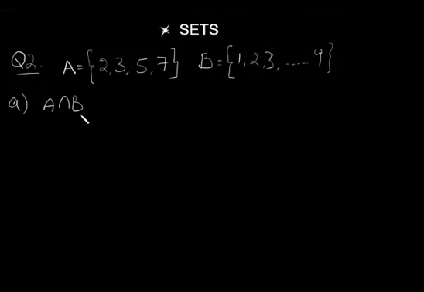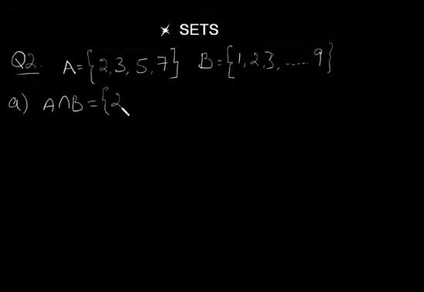In question number 2, we are given two sets. A equals {2, 3, 5, 7}. B equals {1, 2, 3, 4, 5, 6, 7, 8, 9}. So in A part, it says A intersection B. We know the meaning of this intersection: it means common. So we need to look for the common elements between these two sets A and B. So what else is common? 2 is there, 2 is there.